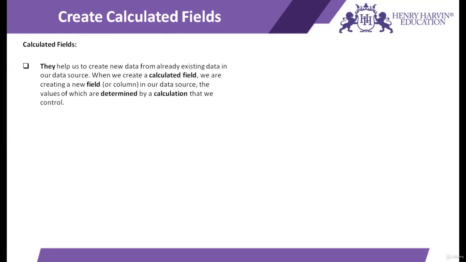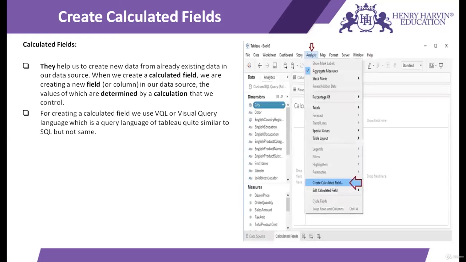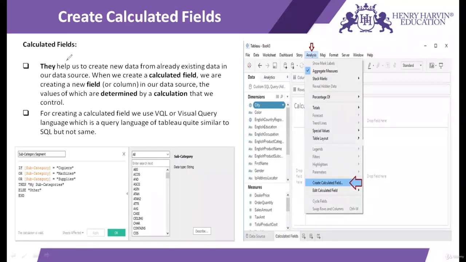So basically, calculated fields are the new fields created in our Tableau workbook using the data source fields. We have a number of fields in our data source which we have imported into our Tableau workbook, and if we create some new fields using those existing fields, then those fields are known as calculated fields. The values of these new fields are determined by the calculation we perform. Just to give you a theoretical view, these calculated fields help us to create new data from the already existing data in our data source.